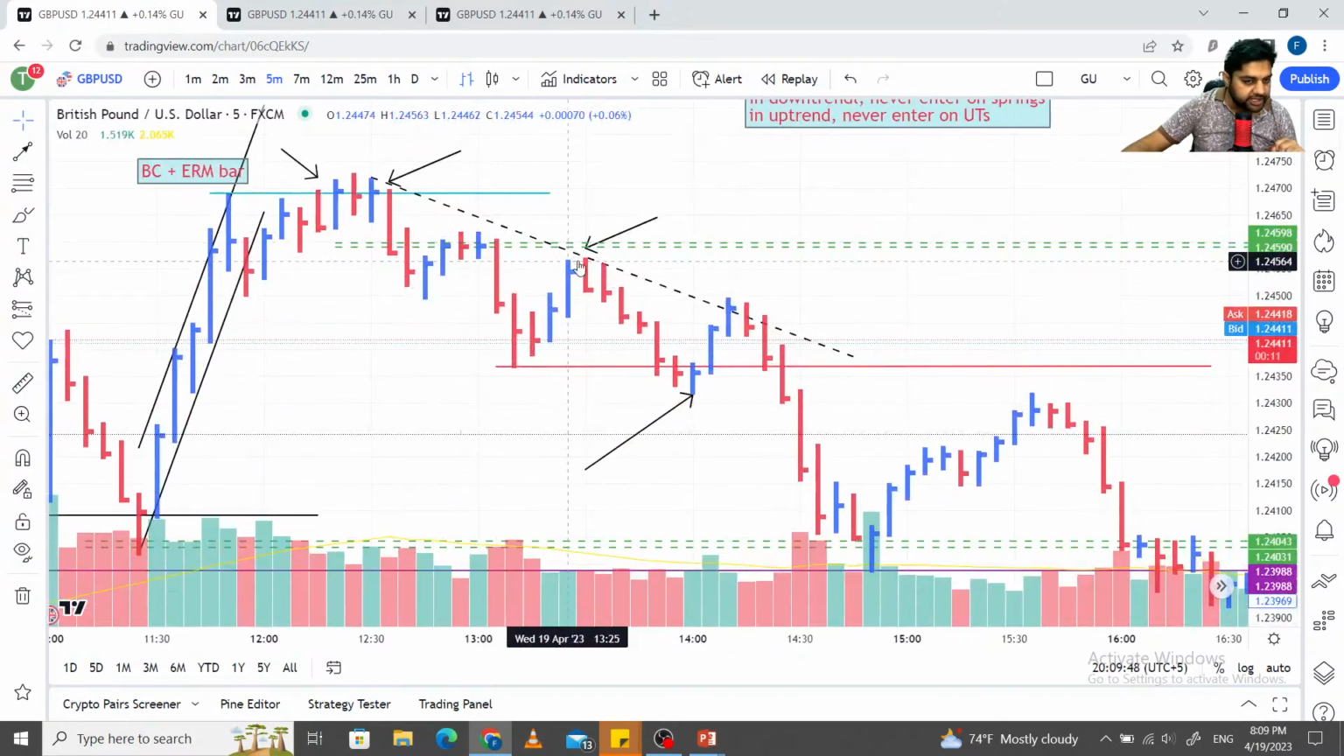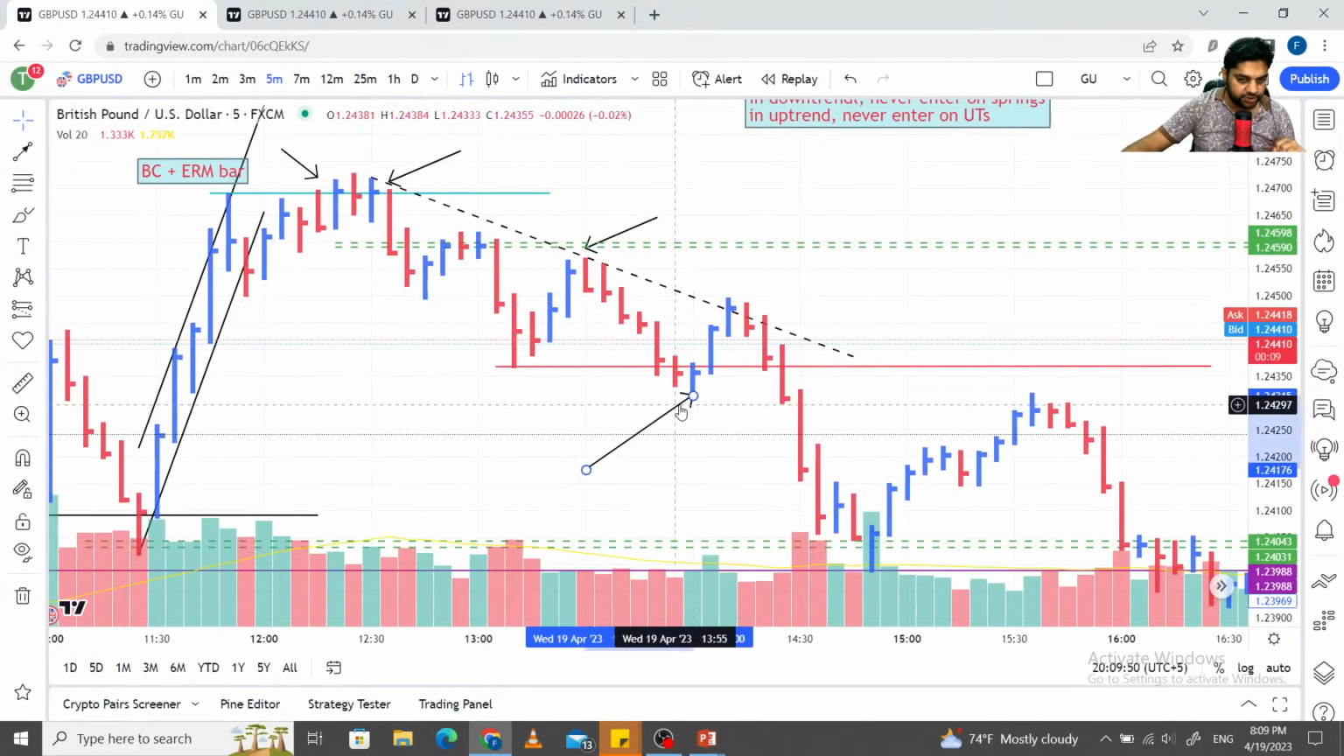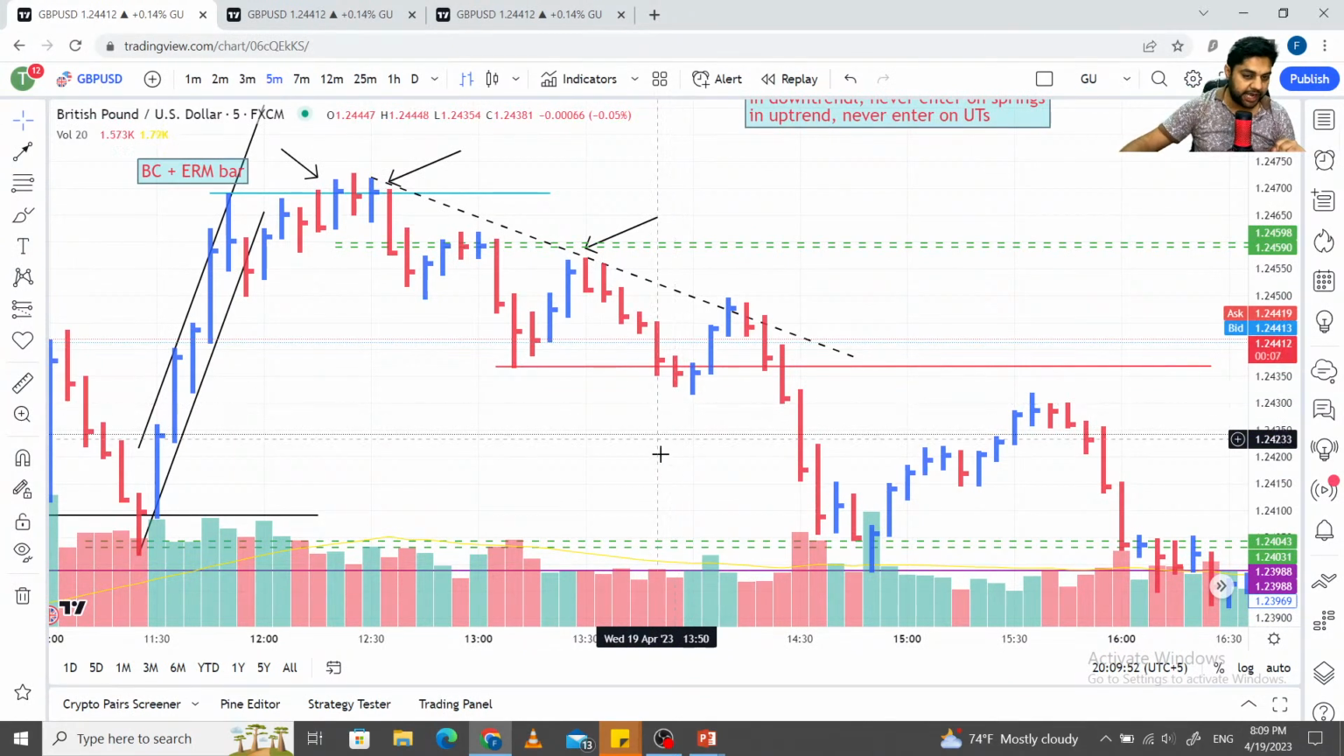So never enter on a spring in a downtrend. So no, we will not buy this spring. And remember, if the market is in a downtrend, you should only look for the trades which are sell trades.